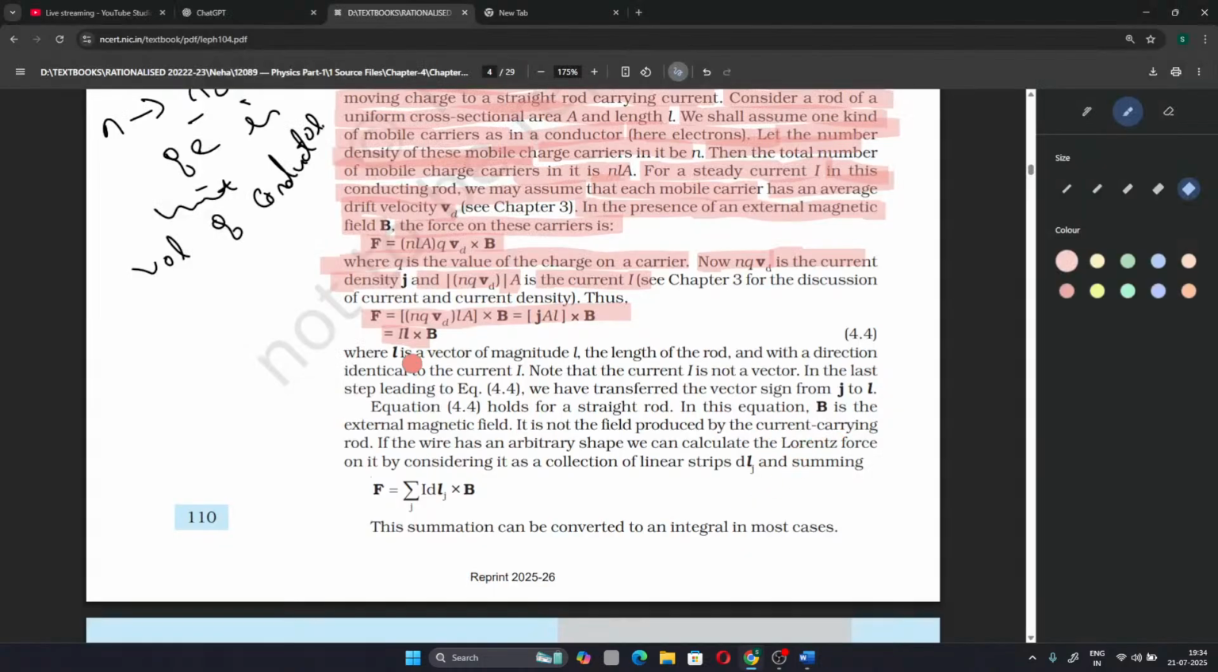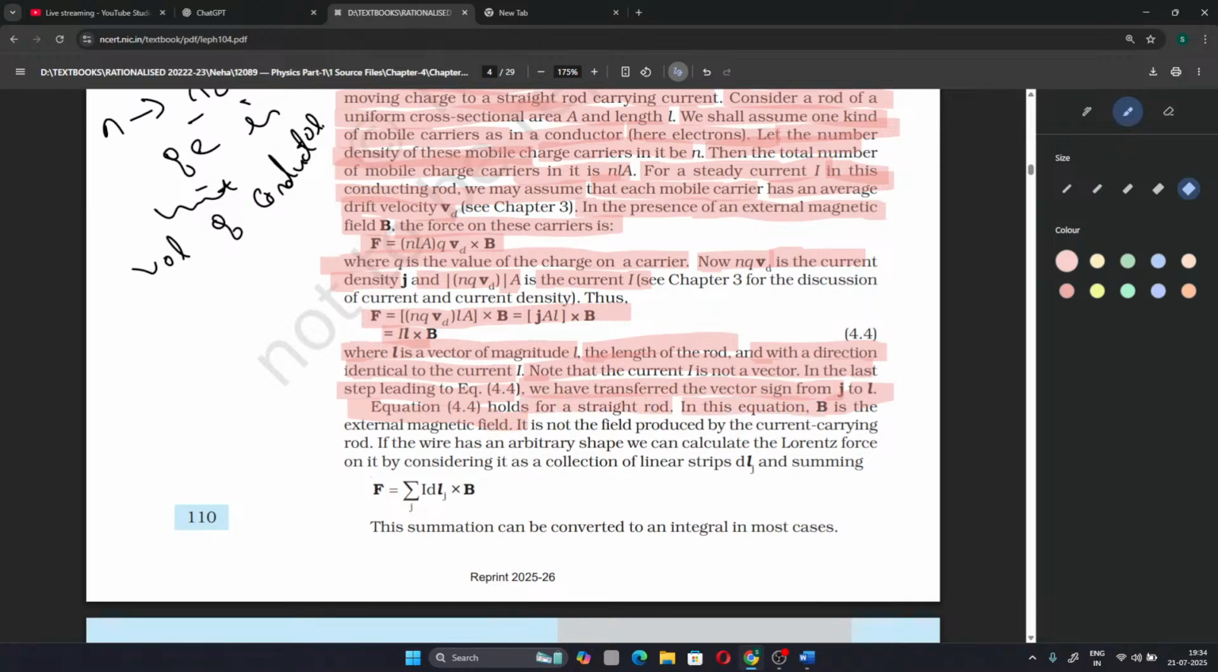Now let's continue. So finally I L cross B, which we can write as I L B sine theta, where L is a vector of magnitude L, the length of the rod, with a direction identical to the current. The direction is the same as the direction of current. Note that the current is not a vector. In the last step leading to equation 4.4, we have transferred the vector sign from the current density to L. Equation 4.4 holds for a straight rod.